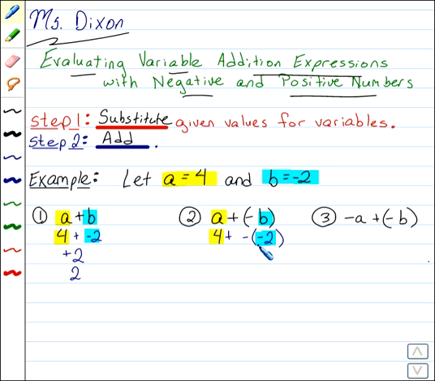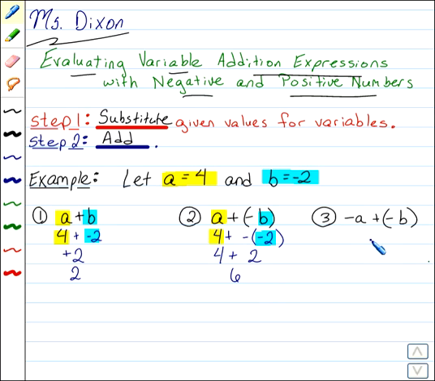So the negative in front of the negative 2 tells me that that's going to be a positive 2, which leaves me with 4 plus 2. So I have 4 plus 2 is 6.